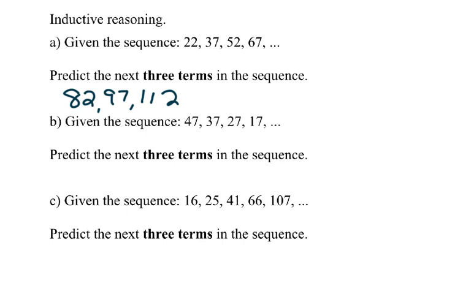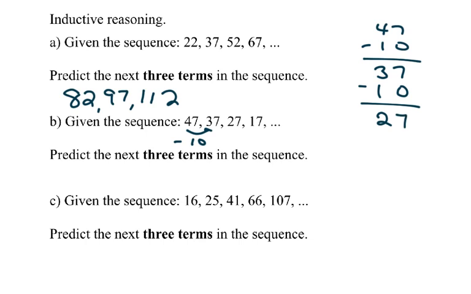Letter B. Given the sequence 47, 37, 27, 17, predict the next three terms in the sequence. So we can see these are decreasing, and how much are they decreasing by? They are decreasing by 10. So 47 minus 10 gives us that 37. 37 minus 10 gives us that 27. 27 minus 10 gives us that 17.